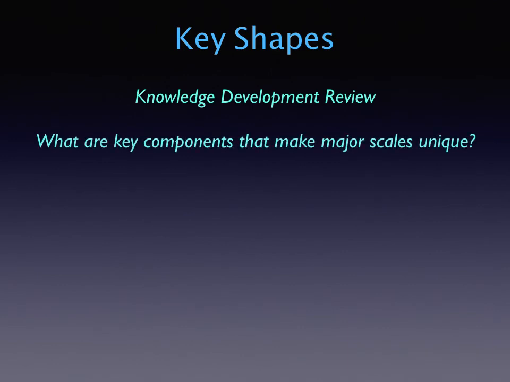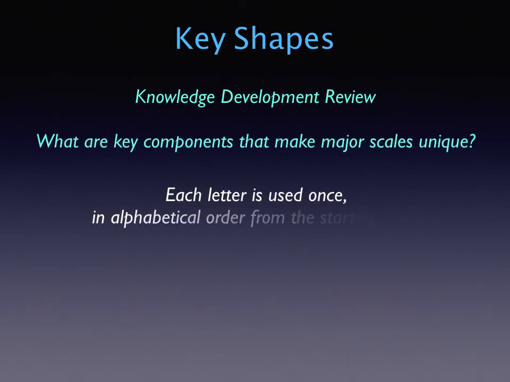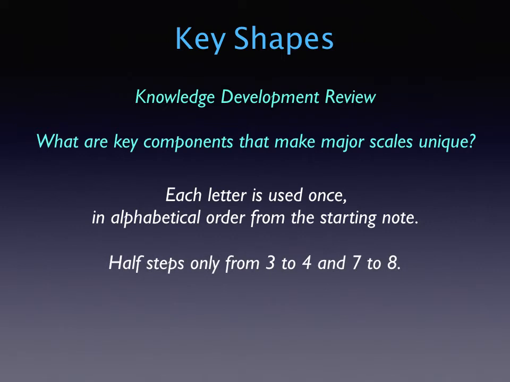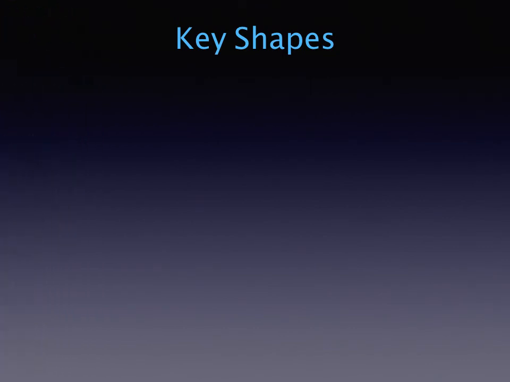A little bit of review. What are the key components that make major scales unique? Combined together, each letter is only used once in alphabetical order from the starting note, combining with half steps only at 3 and 4 and 7 to 8. Use a sharp or a flat as accidentals as needed to make that happen.